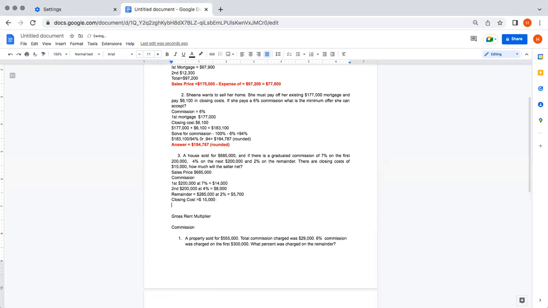So now what we're going to do is add up everything. And the equation pretty much is, and I'm going to write this down here, we want to make sure it's going to be 14,000 plus 8,000 plus 5,700 plus 15,000. That's our closing cost.